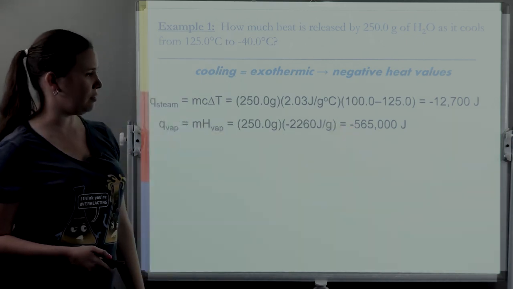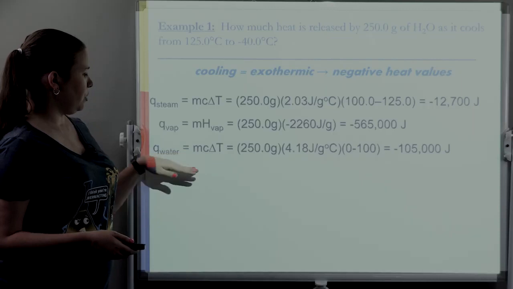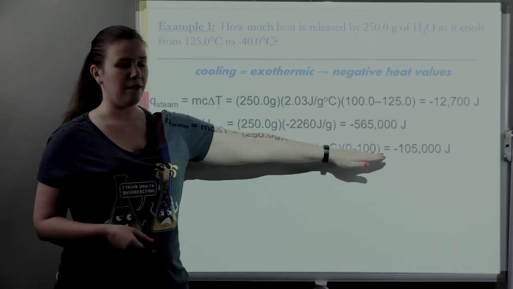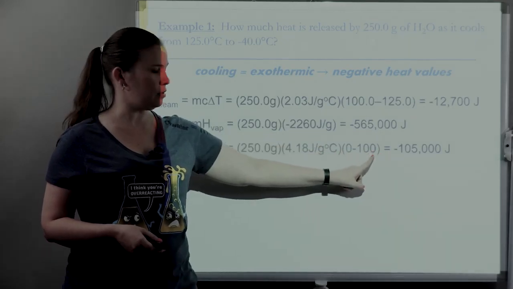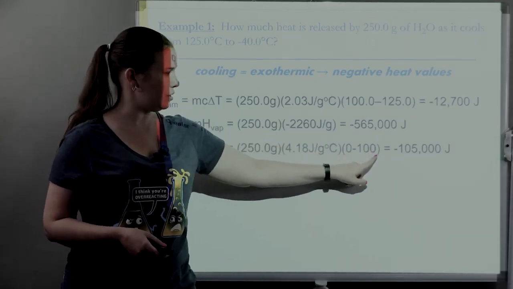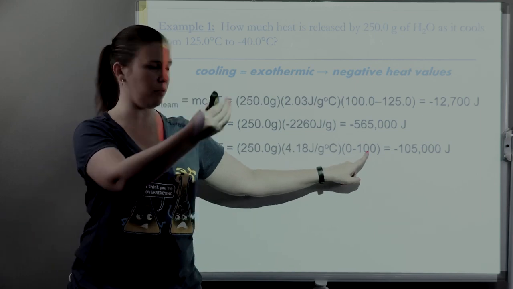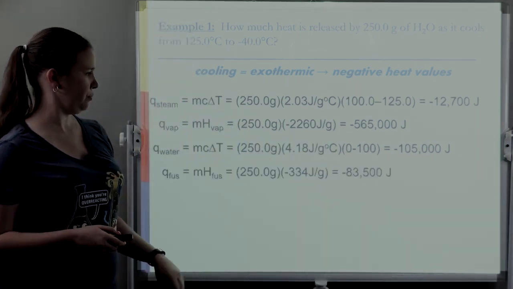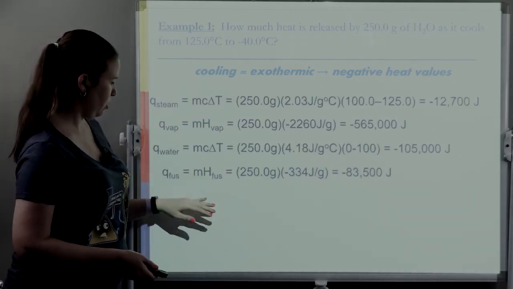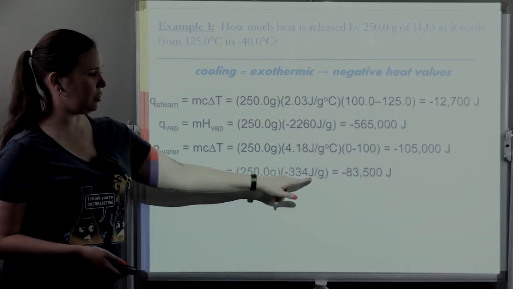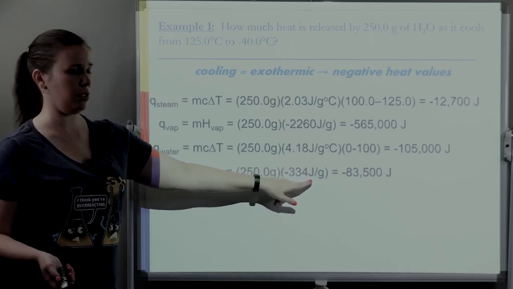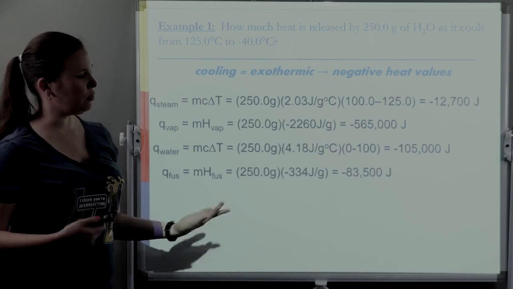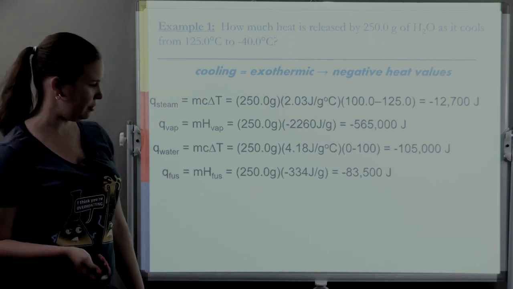a negative 565 joules. Using Q equals mc delta T for water, using water's specific heat and the temperature change going from the final minus initial, so it ends at 0 from the 100. So we get the negative 105,000 joules. And then m delta H, using the negative delta H because it's losing energy, we get the negative 83,500 joules.